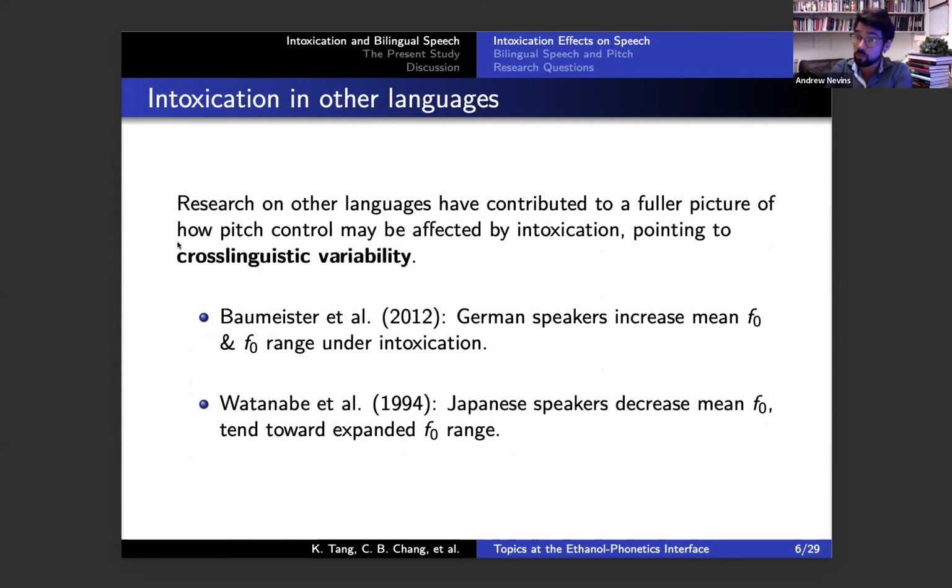So because of this wide range of research, as I say, much of it is from forensic linguistics. Some of it is also looking at male-female sociolinguistic differences. But we know that there is a large range of how pitch control is affected by intoxication. And what Baumeister found is that German speakers increase their mean F0 and their range, whereas Japanese speakers actually decrease their mean F0, but still expand their range. So this expansion of the F0 range is part and parcel of intoxication, specifically on the muscles of the vocal folds.